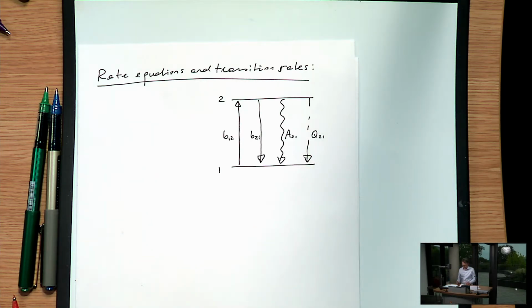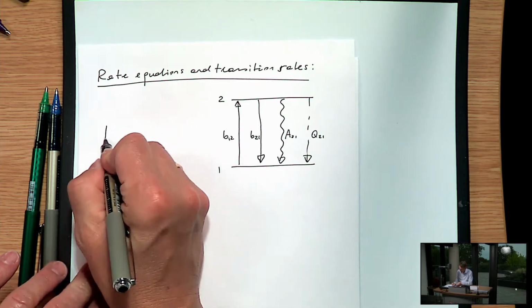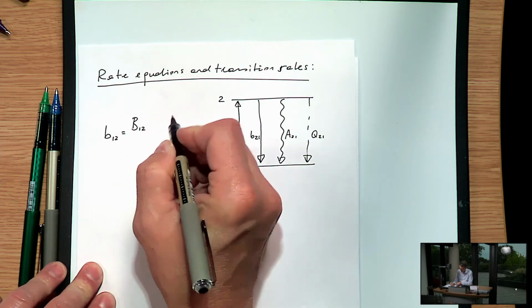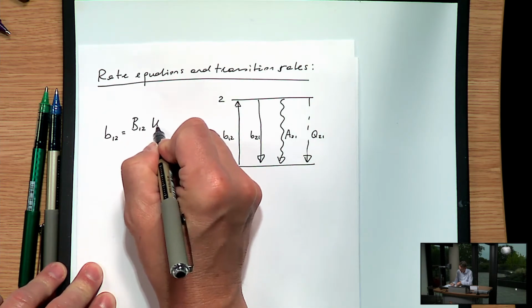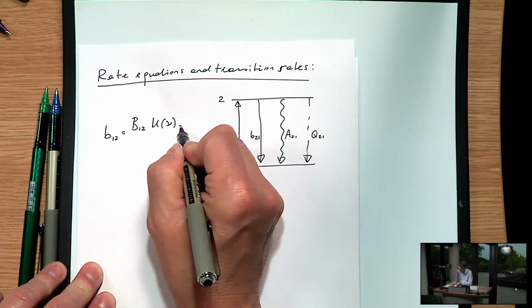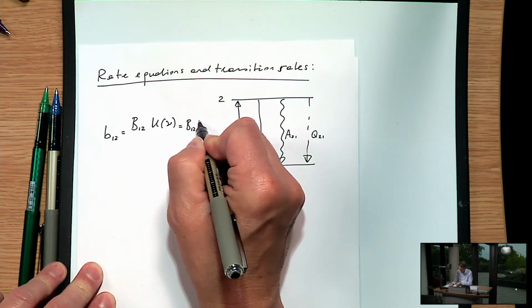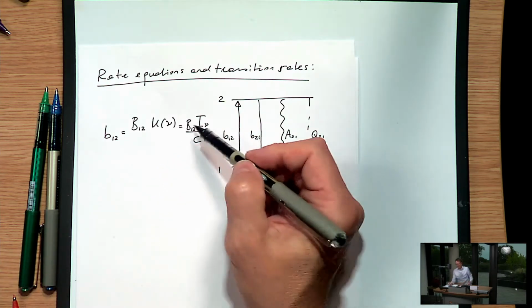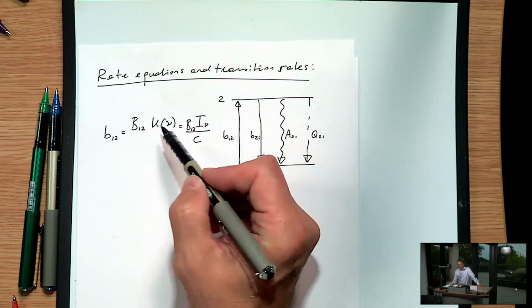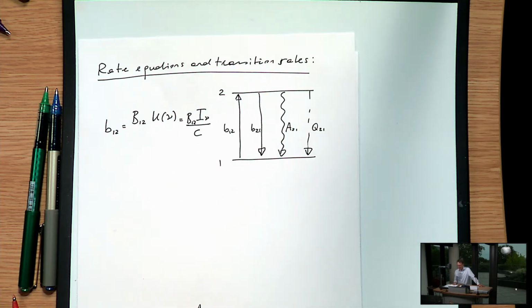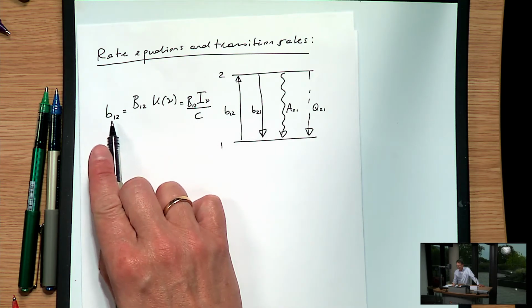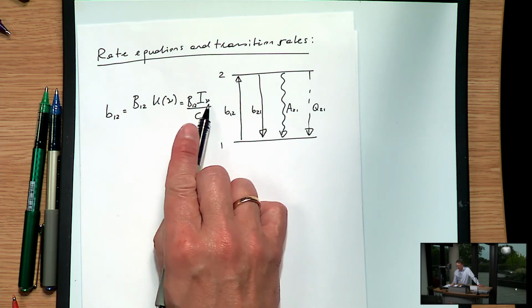And so the rate b12 is equal to B12 times U of nu, and that is equal to B12 times I nu over c, right? So this is for power flux for lasers, and this is for the spectral radiation density. And of course the same thing holds also for b21. Just swap these subscripts. So b21 is equal to B21 times I nu over c.